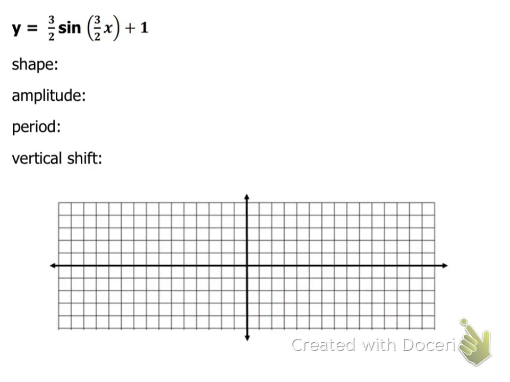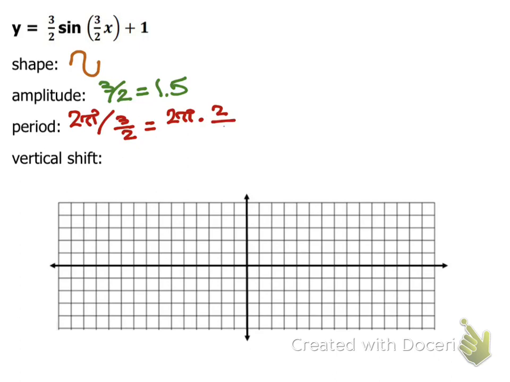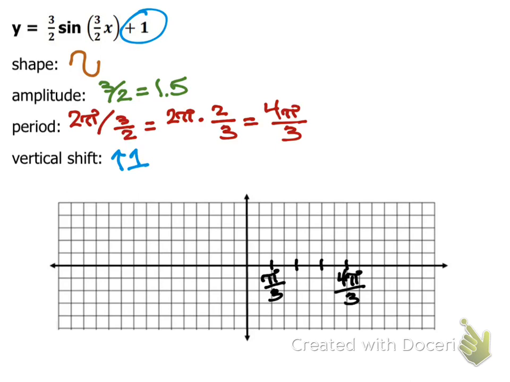Last example. Here, my shape will be maximum to minimum, right? My amplitude is 3/2, which is 1.5. The period will be 2 pi divided by 3/2, which is 2 pi times 2/3, so 4 pi over 3. And my vertical shift, +1, up 1. Looking at my units, I would say let's make 2 boxes pi over 3 so we get it to be big enough. So 2 pi over 3, 3 pi over 3, 4 pi over 3. Next, doing my vertical shift, up 1, that's my new x-axis.